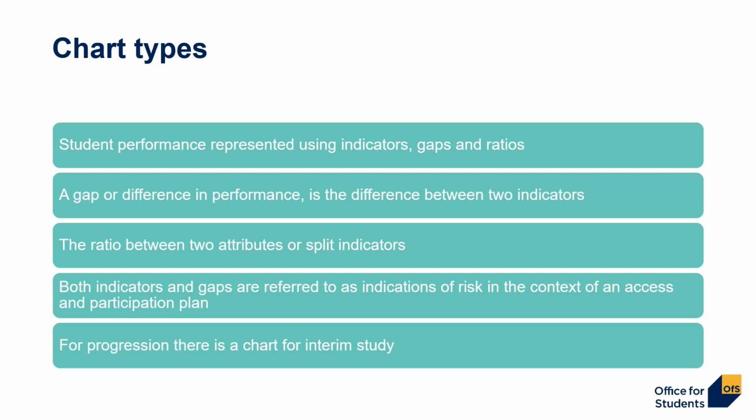For progression, there's an additional chart type, interim study. This provides information about the number of students that counted negatively towards the progression indicator but reported that they had undertaken interim study or significant interim study between graduating and being surveyed as part of the Graduate Outcomes Survey. This information is reported as a proportion of students in the progression population.